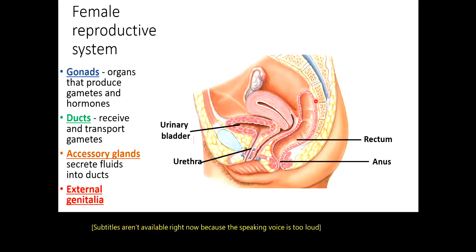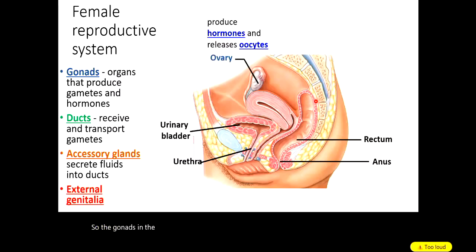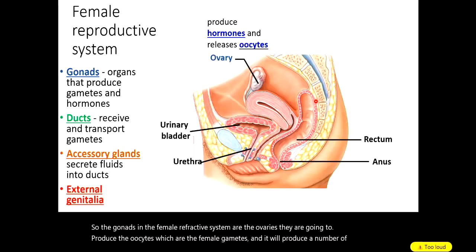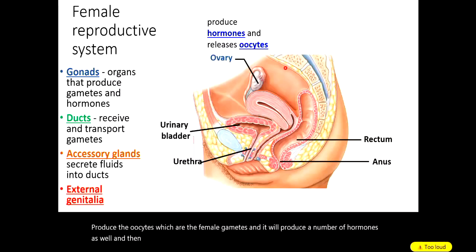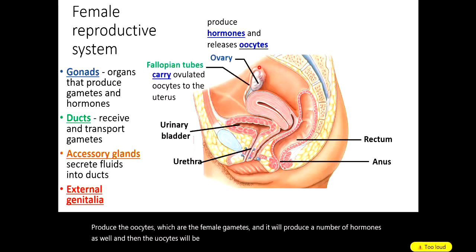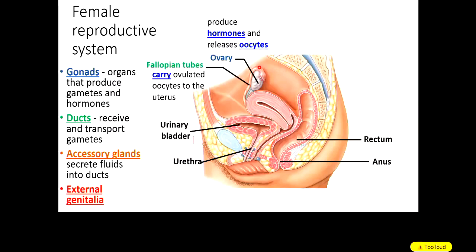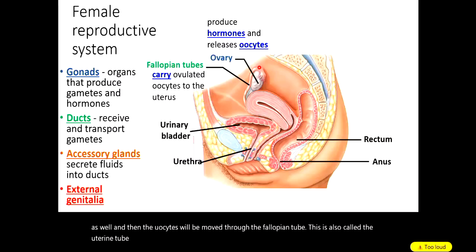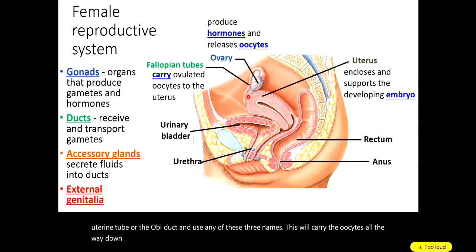So the gonads in the female reproductive system are the ovaries. They're going to produce the oocytes, which are the female gametes, and they will produce a number of hormones as well. And then the oocytes will be moved through the fallopian tube. This is also called the uterine tube or the oviduct. You can use any of these 3 names. This will carry the oocytes all the way down to the uterus.